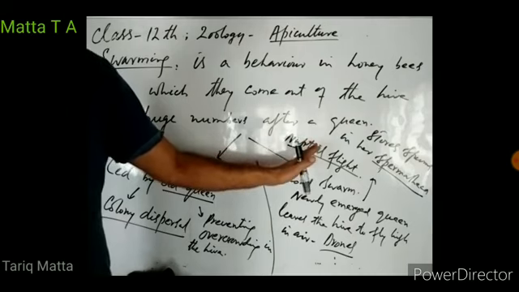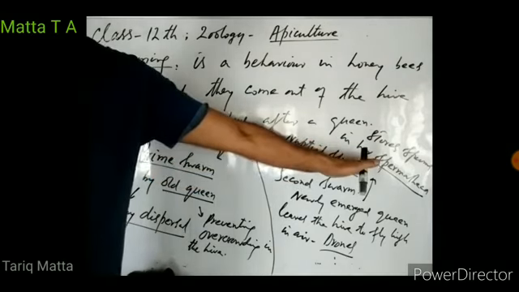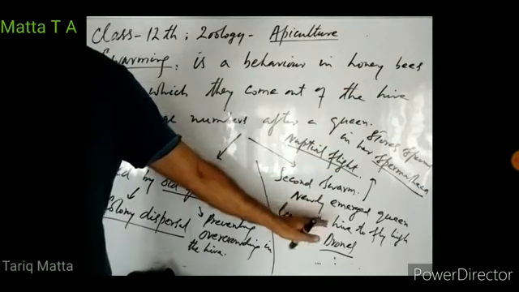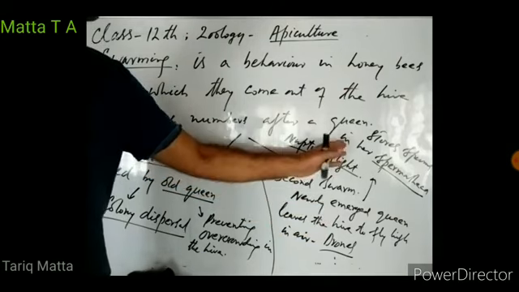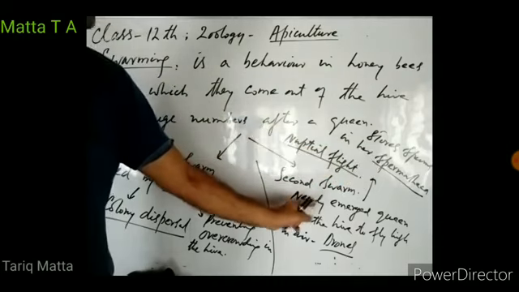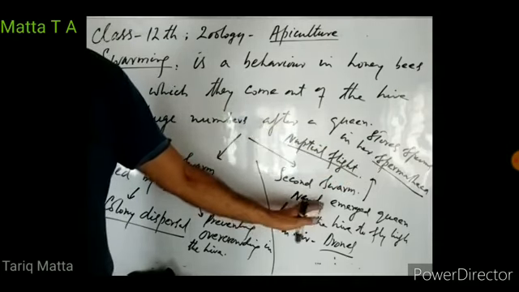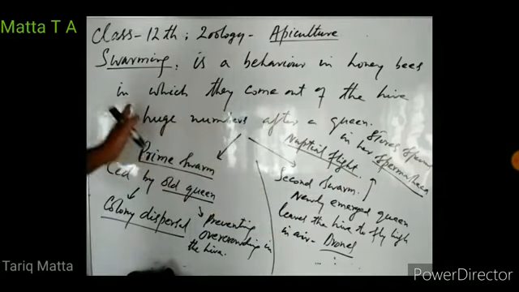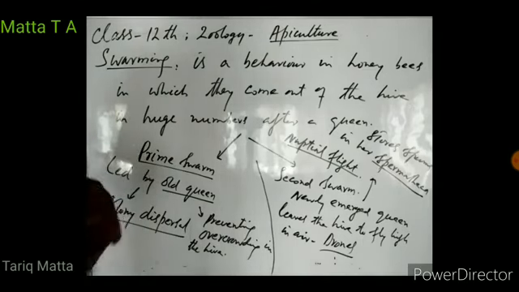The queen receives the sperms, stores them in her spermatheca, then returns to the hive, and uses these stored sperms for fertilizing the eggs for her lifetime, right? This behavior of honeybees is known as swarming, and I hope you have understood why this swarming occurs.